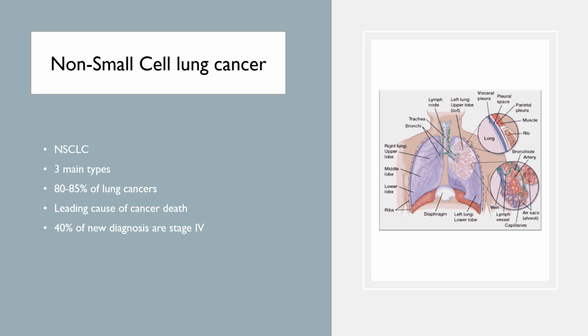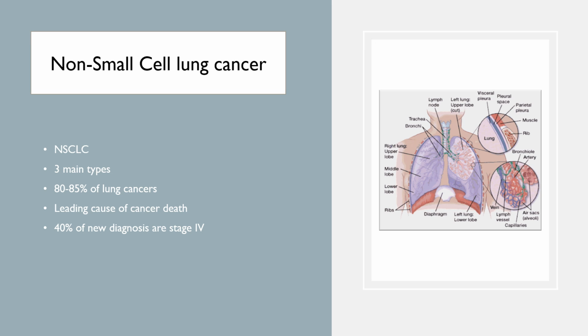Large cell or undifferentiated carcinoma is not known to initiate at any part of the lung. It can start anywhere and spread quickly, which can make treating it very difficult. This is usually the most difficult subtype to treat. And while there are other subtypes, these are the most common. So non-small cell lung cancer makes up 80 to 85% of all lung cancers, and by the time it's diagnosed, about 40% of the patients have already progressed to stage 4, which can make it difficult to treat.